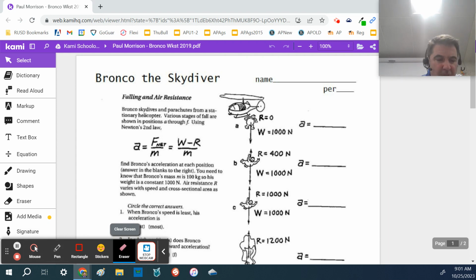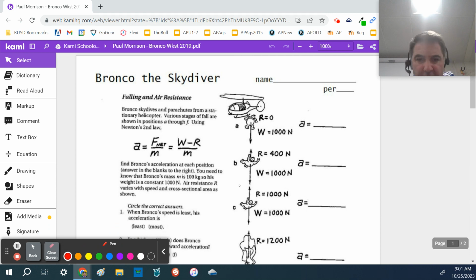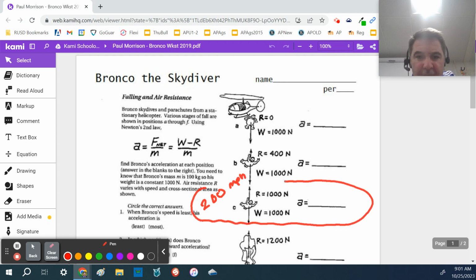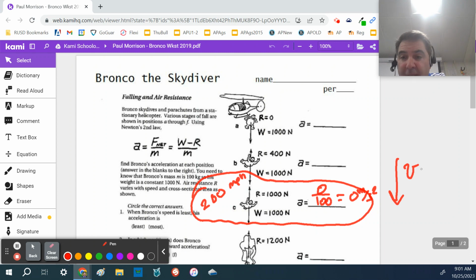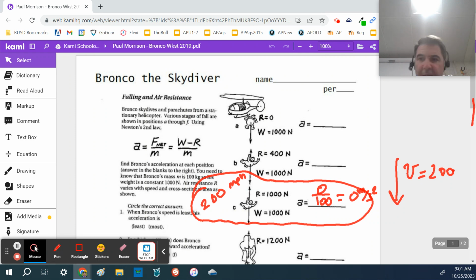in that scenario, this one here, it's going about 200 miles per hour, and it's not going to speed up or slow down because the net force is basically 0 over 100, which gives you an acceleration of 0 meters per second squared. But you are moving down. Your velocity is down about 200 miles an hour. And what is that in meters per second? Actually, I don't even remember what that is in meters per second, but it doesn't matter too much. It's fast.